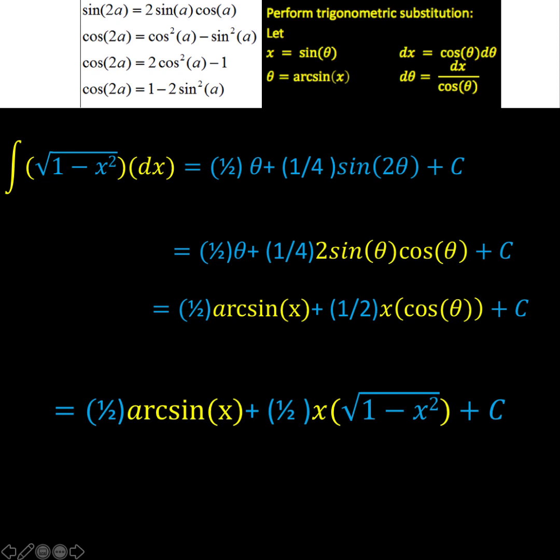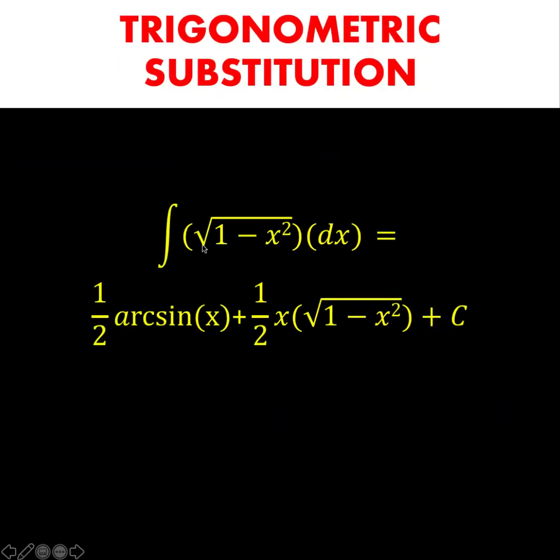So that brings us now to this result. Instead of cosine theta, we now replace that with the square root of 1 minus x squared. Everything else is just copied. And since everything here is now expressed in terms of the variable x, we therefore say that the integral of the square root of 1 minus x squared dx is equal to 1/2 times the arcsine of x plus 1/2 x times the square root of 1 minus x squared plus a constant. And this completes our solution.